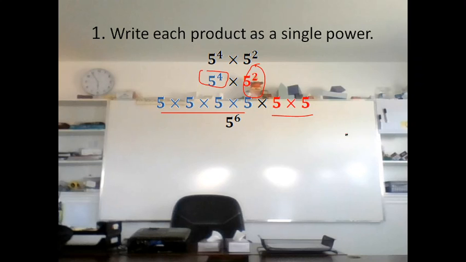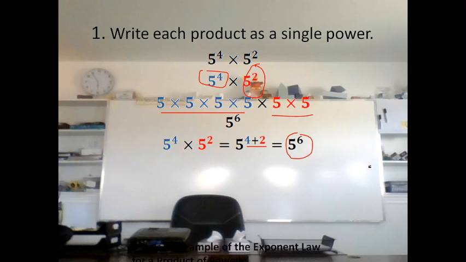The easiest way to solve this is to add the exponents. So 5 to the power of 4 times 5 to the power of 2 equals 5 with a power of 4 plus 2, which gives us 5 to the power of 6. This is an example of the law of the product of powers.